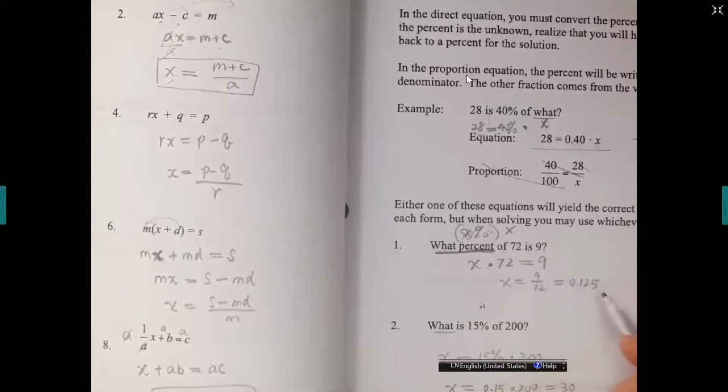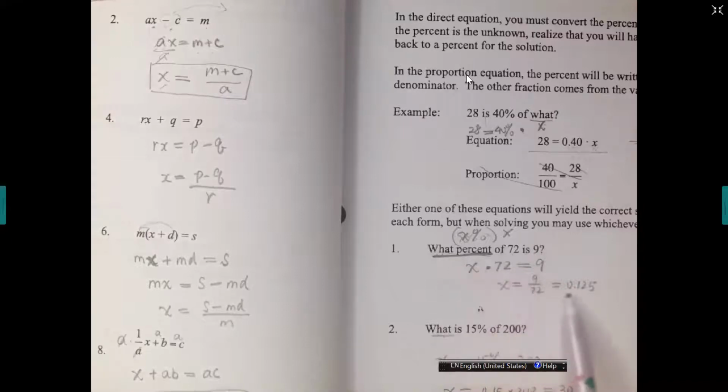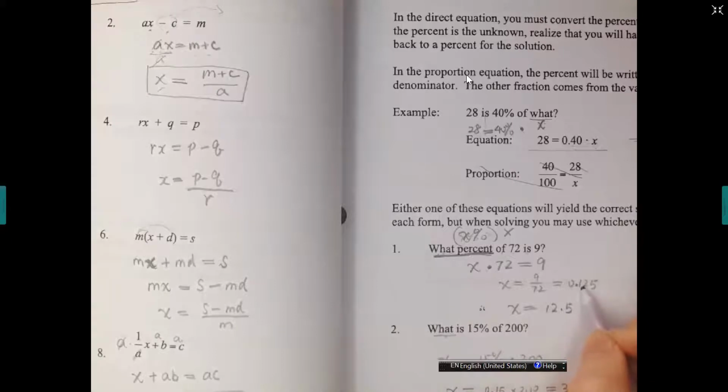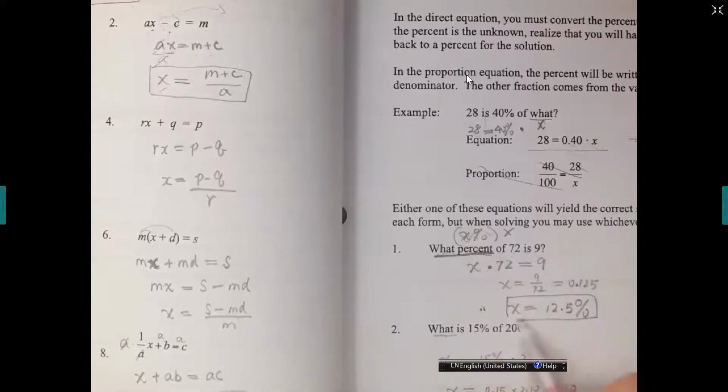And then we just add one more step, because the number we are looking for is supposed to be a percent number, and we only get a decimal. So add one more step: turn the decimal number into a percent number. 0.125 means 12.5. Move the decimal point to the right by 2 places and then add the percent symbol. The number we are looking for is 12.5%. 12.5% of 72 is 9. So x equals this number, final answer.